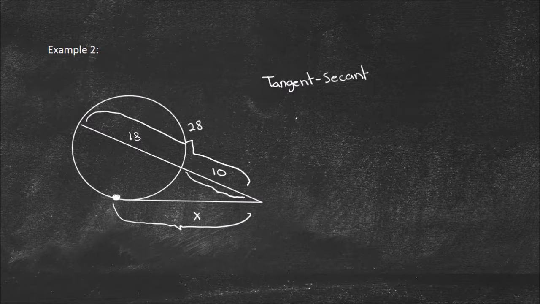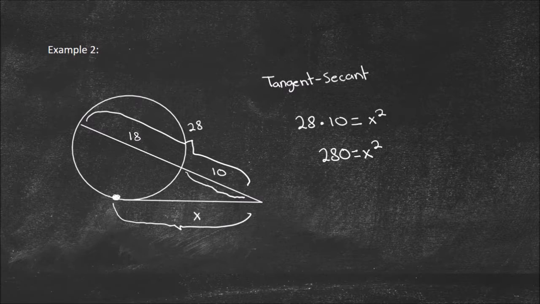So I take the length of the entire secant, which is 28, multiply it by the length of its external part, which we said was 10. And that equals, now we need to remember, well, what does that equal? Well, that equals this tangent part squared. So just x squared. And that's it. So this is just solving a basic algebra problem basically. So 28 times 10 is 280 equals x squared. And then what do we do here? Well, we take the square root of both sides. So x equals the square root of 280.